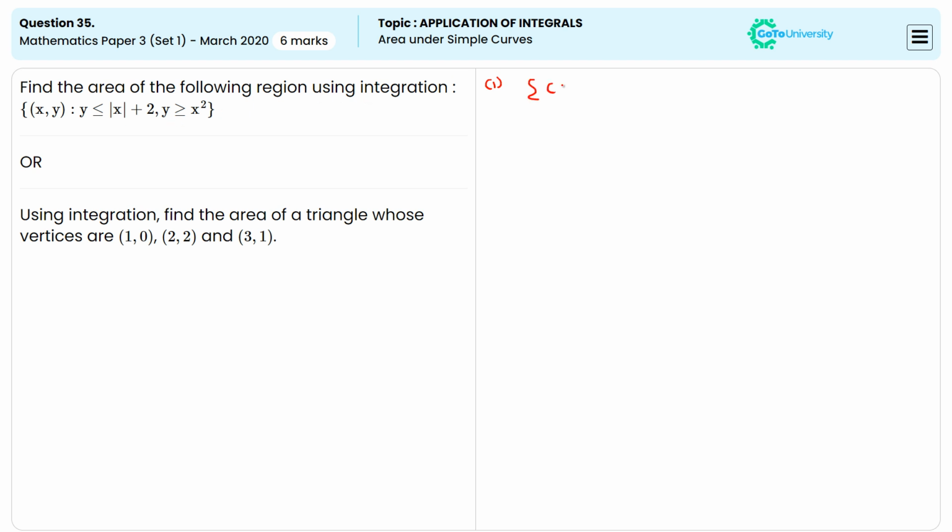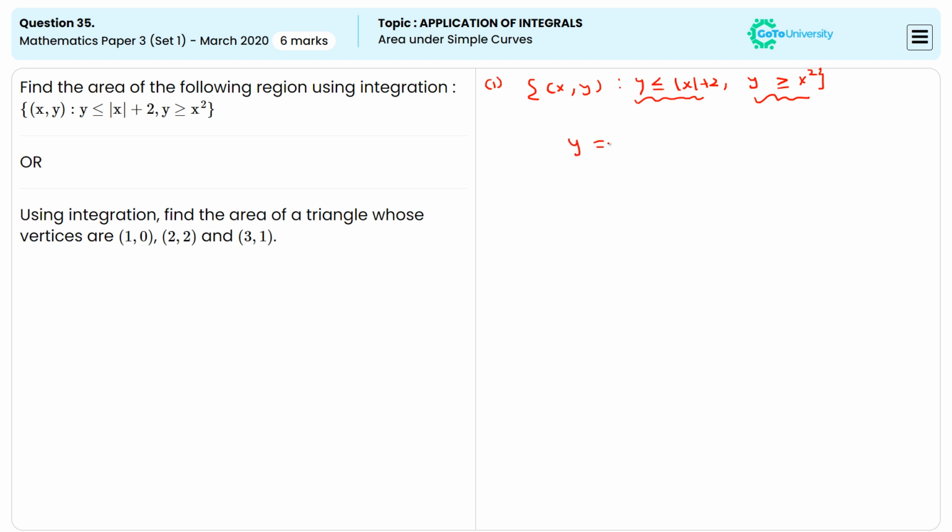We are given {(x, y) such that y is less than or equal to |x| + 2 and y is greater than or equal to x²}. We are going to find the region bounded by the parabola y greater than or equal to x² and the V-shaped line y less than or equal to |x| + 2.